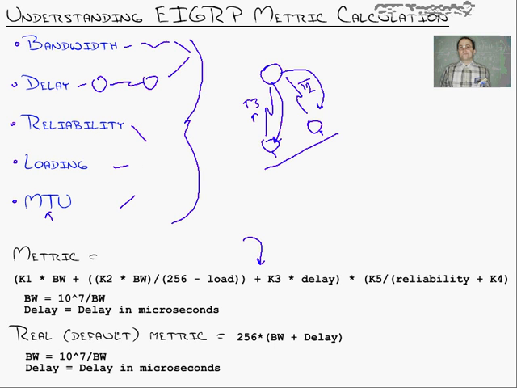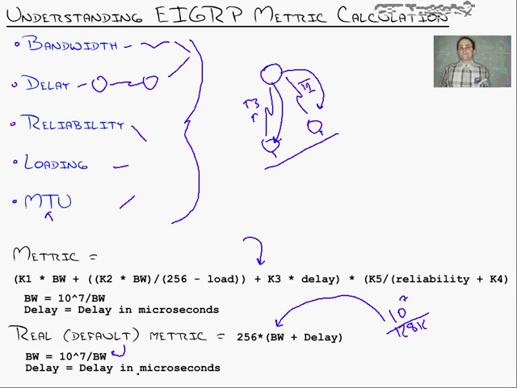So to boil it real simple, or as simple as this metric can get, the real metric by default, just using bandwidth and delay, is just 256 times bandwidth plus delay. But remember, they hired the guy in the corner to say, make this extremely difficult for no reason. So the real values for bandwidth and delay is this. They said the bandwidth is really going to be 10 to the power of 7 divided by the bandwidth in kilobits per second. So if your bandwidth is 128K, really it's going to be 10 to the power of 7 divided by 128K, and that value will go right there.